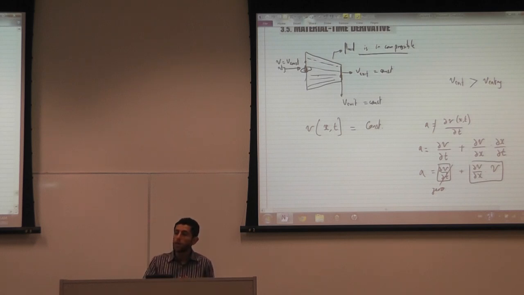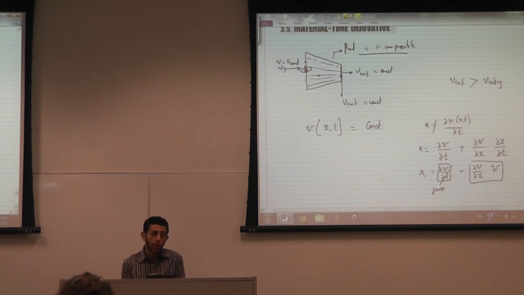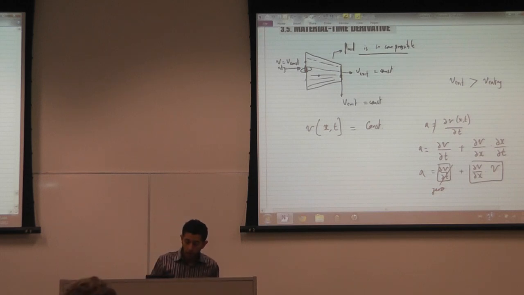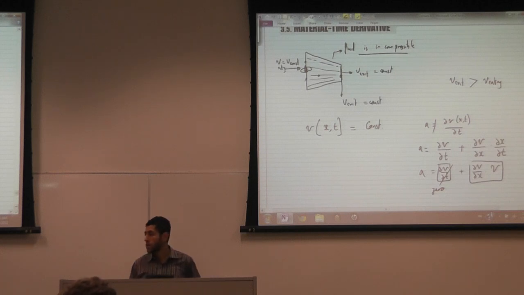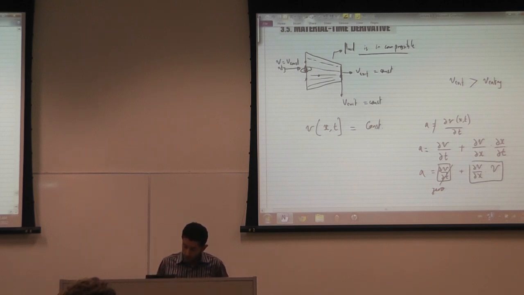And that's why we call it the material time derivative. We're taking the derivative with respect to time by following a particle. I'm tracing the time derivative of a certain parameter, but I'm attaching this parameter to the particle. I'm only interested in how this parameter changes in the particle. And so the material time derivative of the velocity is not constant in this example, which is the acceleration. This is called the material time derivative of the velocity.